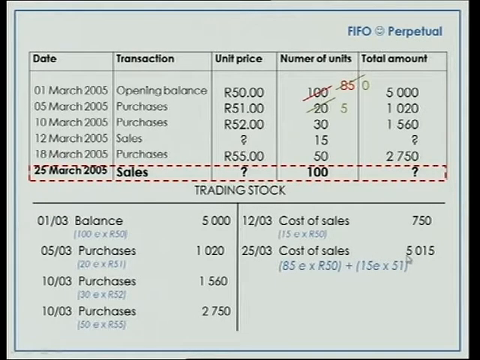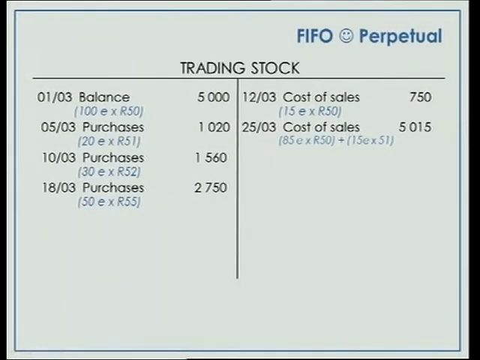So let's just recap for perpetual. You calculate the value of your cost of sales. How do we do that? It depends. Which method of valuing stock are we using? FIFO. So we're saying the stock purchased first will be sold first. Okay, and now we can go on to balance this account.